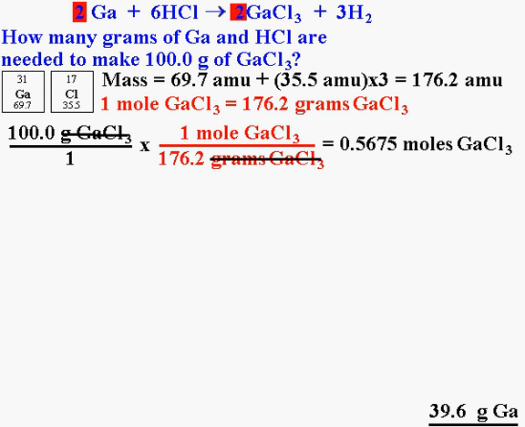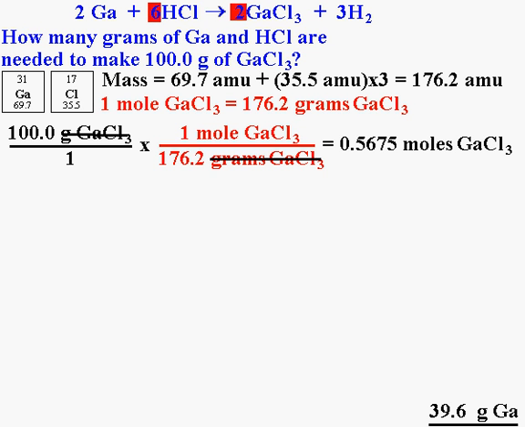Okay, notice I didn't erase everything. Why? Well, I still need to know the number of moles of GaCl3 that I want to make. After all, the chemical equation relates the moles of one substance to the moles of any other substance in the chemical equation. I know I need 0.5675 moles of GaCl3. Now I would like to find out how many grams of HCl it takes to make that. So, let's look at the relationship between GaCl3 and HCl.